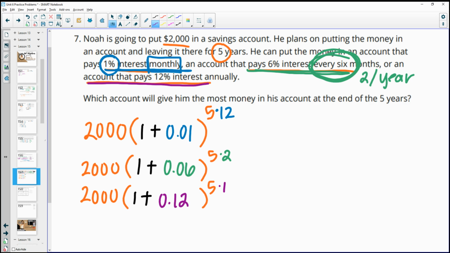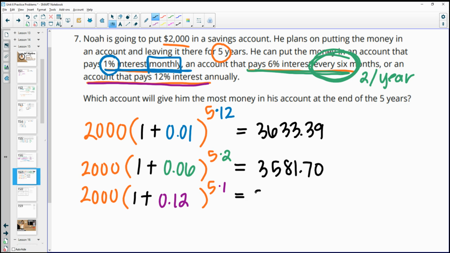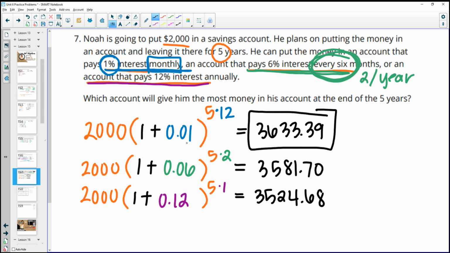So then if we calculate out each of these, just type this in your calculator, you end up with $3,633.39 for this one. We get $3,581.70 for this one. And we get $3,524.68 for this one. So this first account is giving him more money. So getting 1% each month is better than the other options.